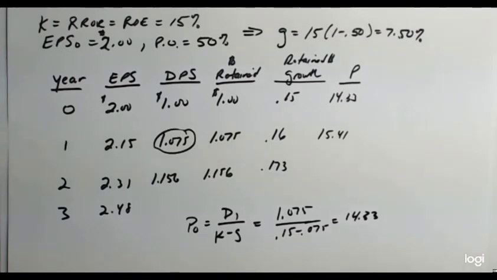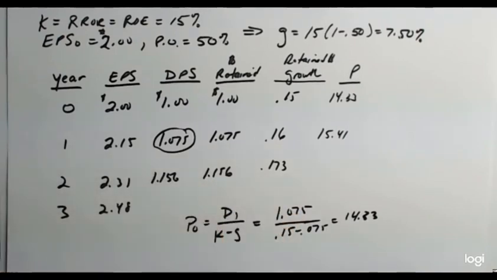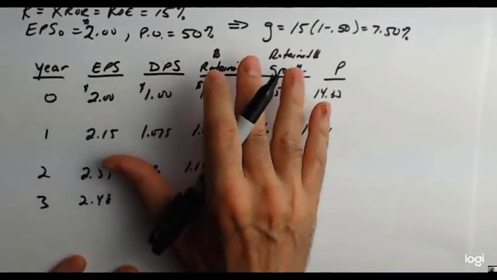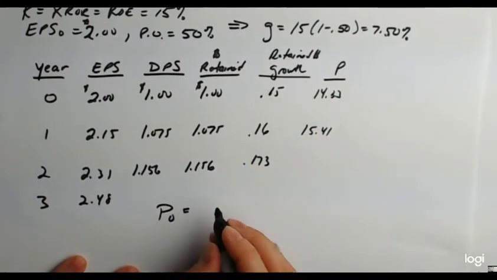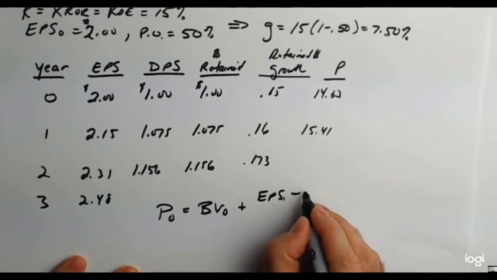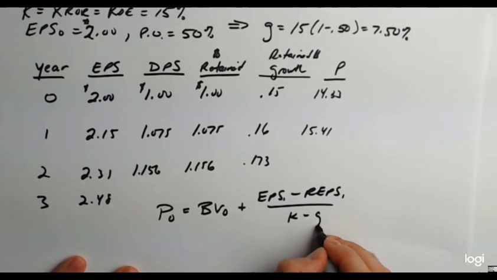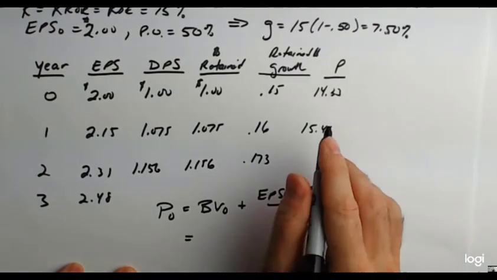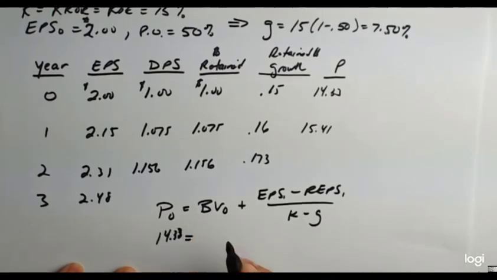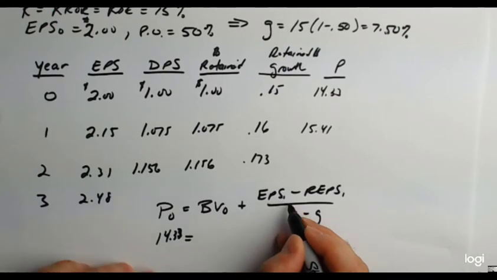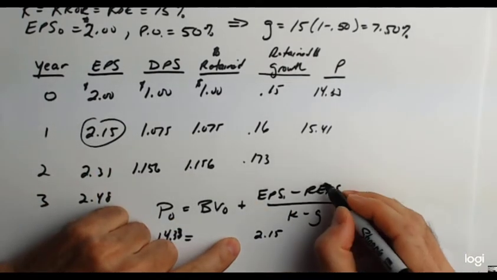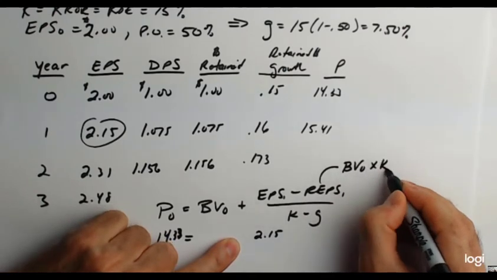Now, what if we were to apply the residual income model to this same data, and everything's going to stay the same. I just got a fresh piece of paper because I'm going to do some calculations and I need some space. But what we want to do is estimate the residual income model. Remember, the formula is this. Now let's put some of the numbers in and see how far we get. We estimated the stock price to be $14.33. We don't know the book value yet. We know earnings per share in period 1 is $2.15. That's right here.